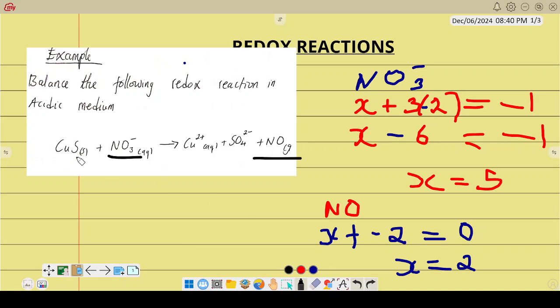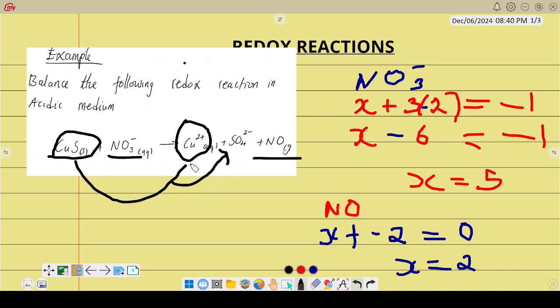Okay, so this was our step 1. On the other side, we have an ion, and for it to be positive, some electrons were lost. And then for copper, it gained electrons. So this is reduction. I hope I haven't lost you here.